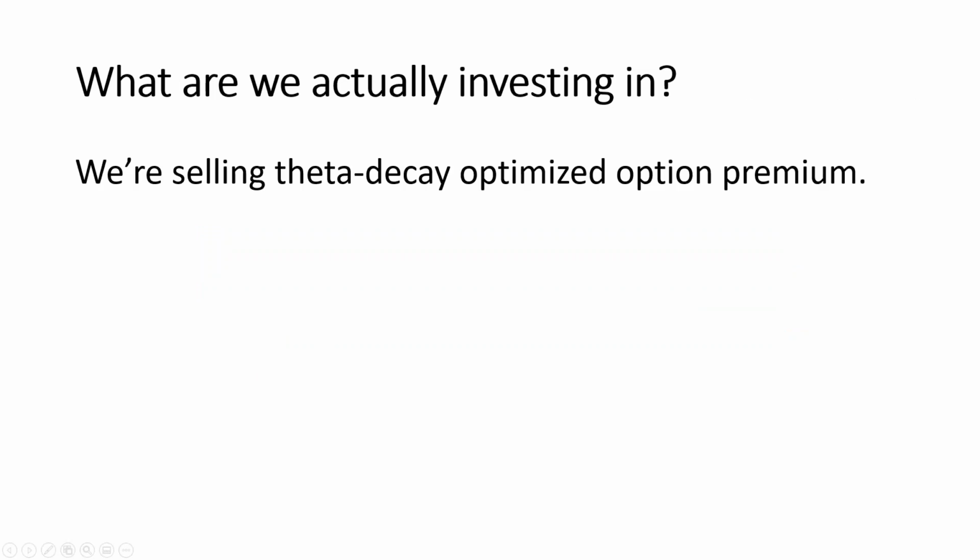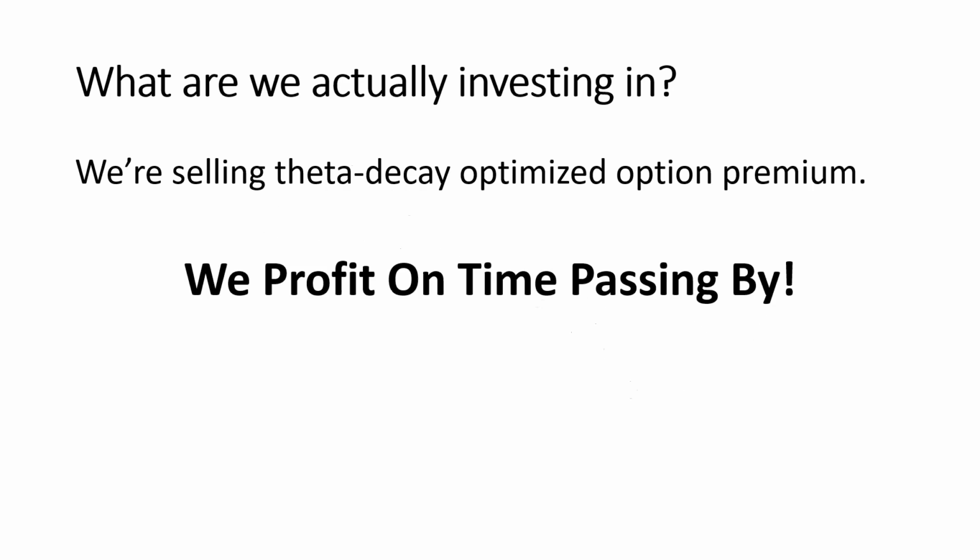All right, so I guess it's to the point where we say, well, what is it that we're actually investing in? Write this down. We're selling theta decay optimized option premium. What does that mean? We're profiting when time passes by. We're not profiting on directional moves, especially when the directional moves are unexpected. We're profiting on time passing by.